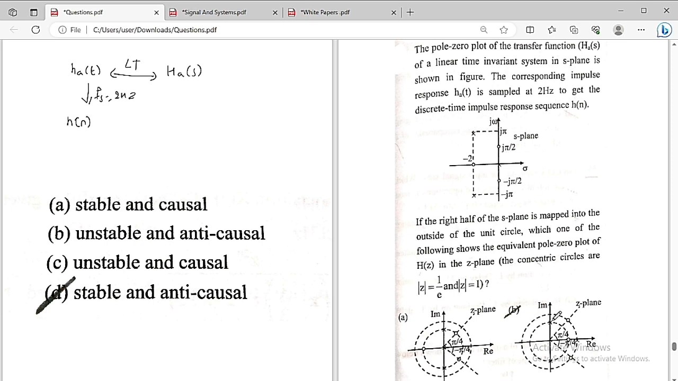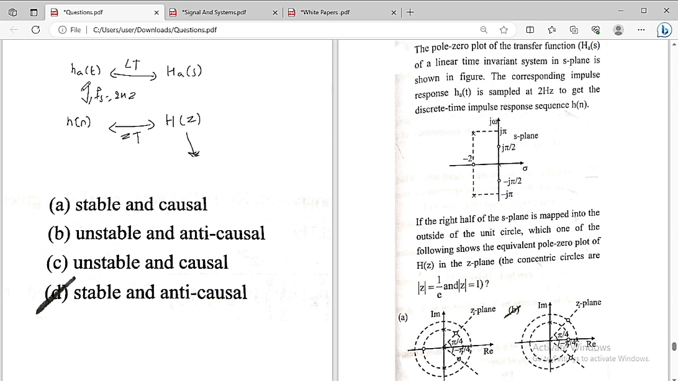So listen carefully. This is h[n], right? Now what is the Z-transform of this one? The Z-transform is nothing but H(z), I am going to assume. So what is the pole-zero plot of these things? I am going to convert these into the Z-plane. I want to figure out the pole-zero plot in the Z-plane.